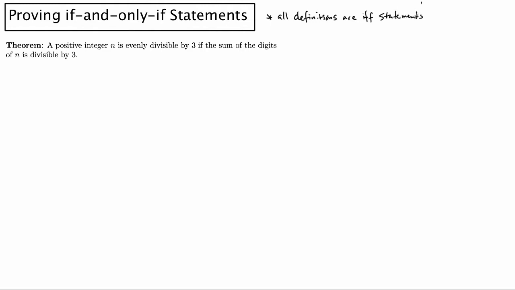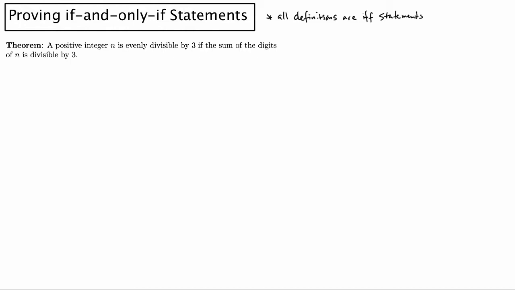So it helps to understand the format of an if and only if statement, and I have a theorem here that's written as an if and only if statement, even though it's not really stated that way. So how do we write it as an if and only if statement? What does that statement look like? How do we go about proving it? That's what this episode is going to be about.